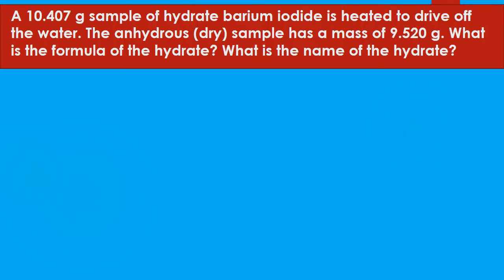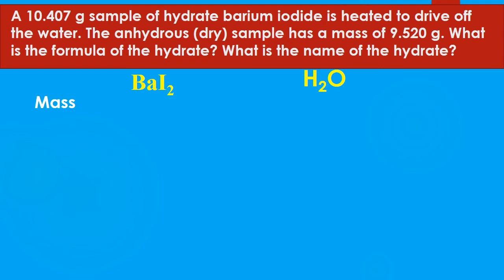So we look at this problem. We're given a sample of a hydrate, which is 10.407 grams, and is heated to drive off the water. The anhydrous, this is important, the anhydrous or the dry sample has a mass of 9.520 grams. We want the formula of the hydrate and then the name of the hydrate. So first of all, we know we have barium iodide, that's our salt, and we have water because it's a hydrate. We need to know the mass of water and the mass of barium iodide.